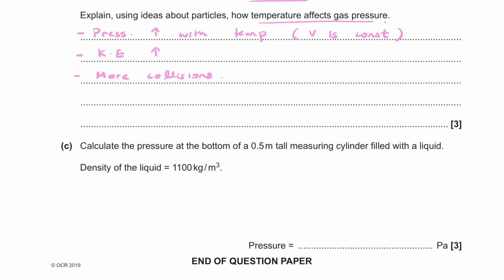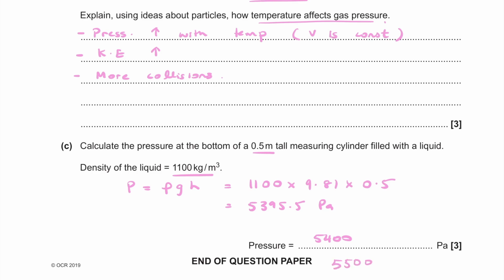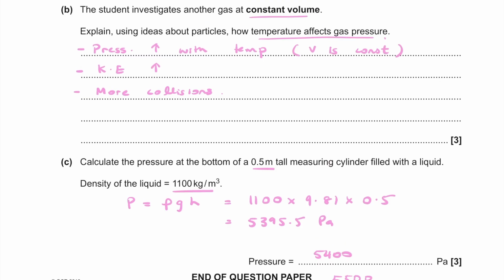Part C, calculate the pressure at the bottom of a 0.5 meters tall measuring cylinder filled with a liquid where the density is this much. Well, we know that pressure in liquids is given by rho g h, where rho is the density of 1100, g is 9.81, and h is 0.5. So that gives me an answer of 5,400 pascals. In the mark scheme, they went for g being 10, so they had gotten 5,500 pascals, so that's fine too. But that's the end of the question paper.